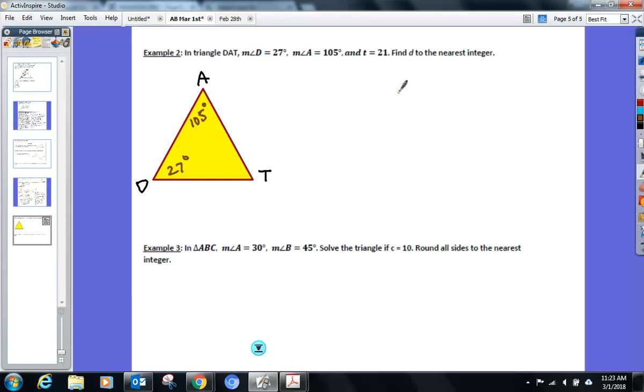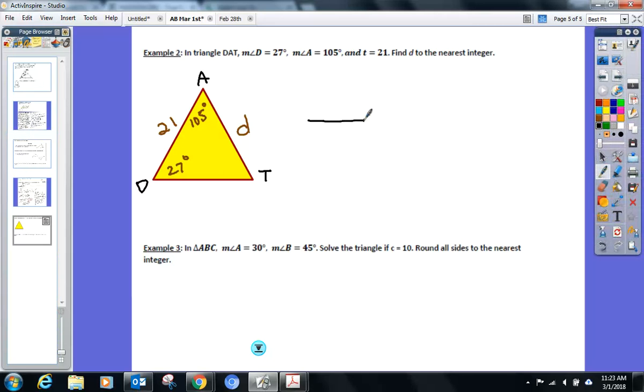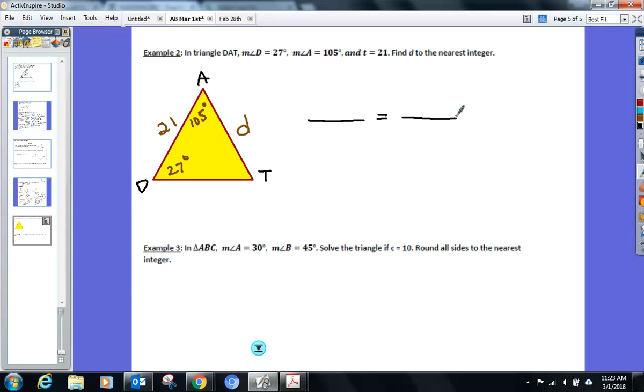Lowercase t, that's what? Side across from angle t is 21. I'm asking you guys just to, not to solve it, just to find d. So what am I asking for? The side across from angle d. Hey, 2 angles and a side. Looks like law of sines I can use, but we're going to be in a little problem situation here. I know d is across from sine of 27, but then I have this 21, and I'm not going to put sine of 105. It's not across from 105. I need the angle across from it. Any help? 180 minus the 2 angles.